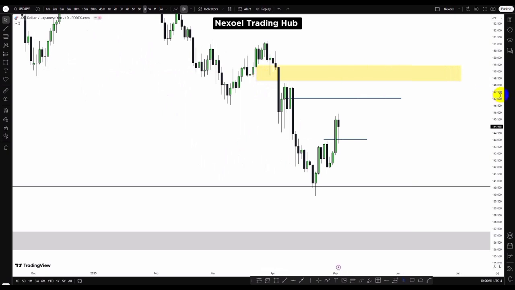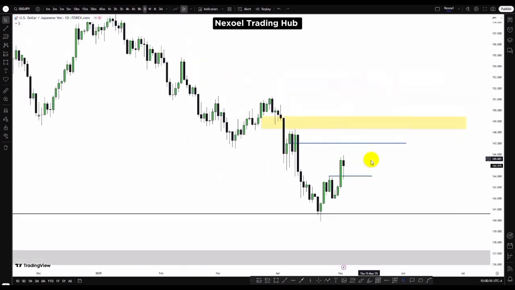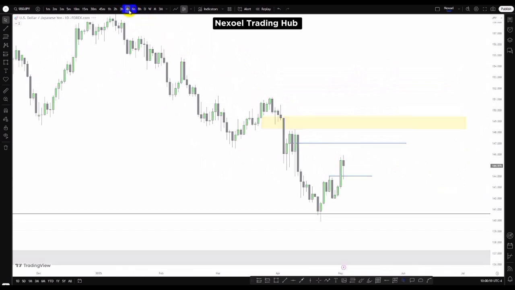So this is my expectation in the USDJPY, and we can clearly see in the daily time frame we are in a bearish market condition. Let's check the 4-hour time frame.